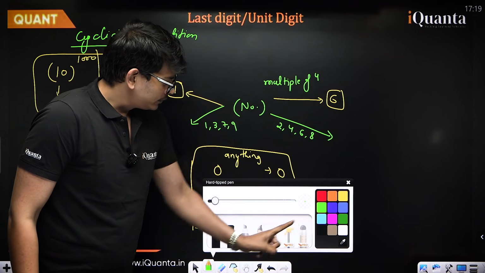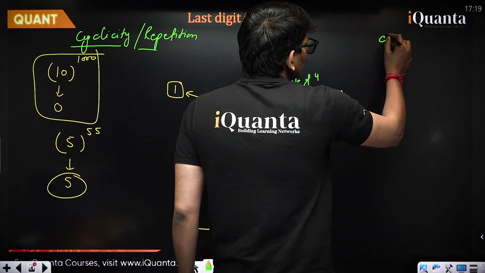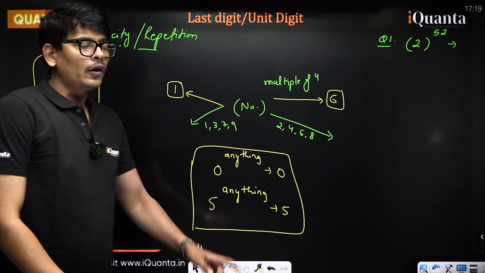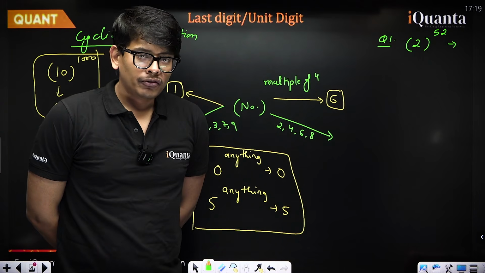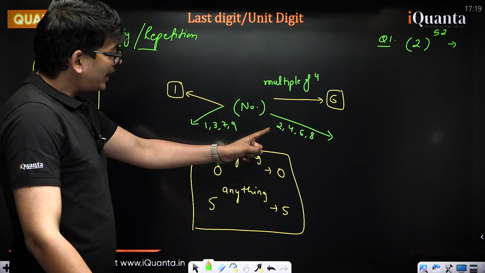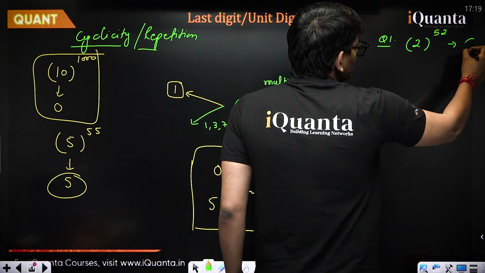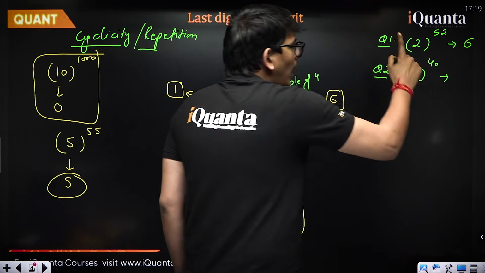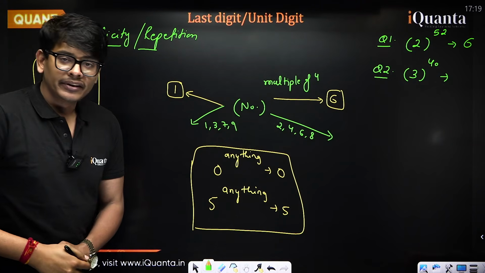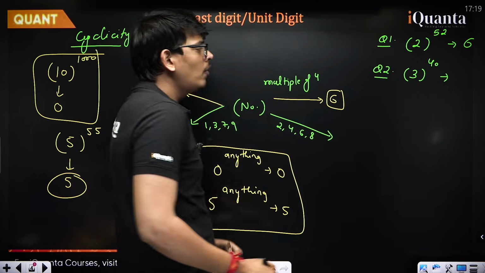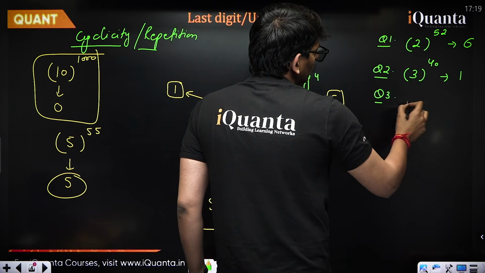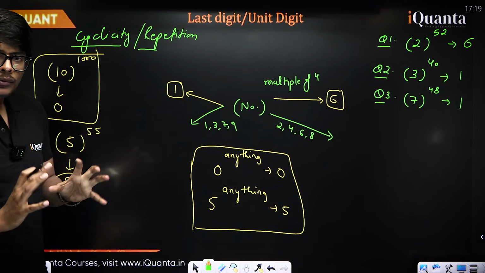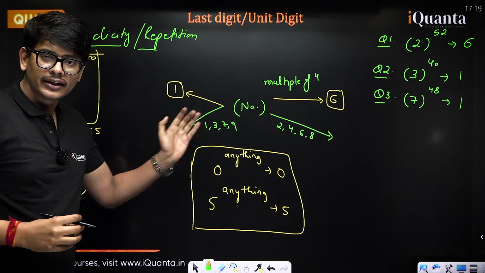Now let's take a few examples. Question number 1, 2 raised to the power 52. Now ask yourself, is power a multiple of 4? Yes, power is a multiple of 4. Number ends with 2, so unit digit will always be 6. Question number 2. Power is a multiple of 4? Yes. Number ends with 3. Number ends with 3. Unit digit will always be 1. Similarly, you can check any example, right? So I hope these three examples are sufficient to make you understand this, right?